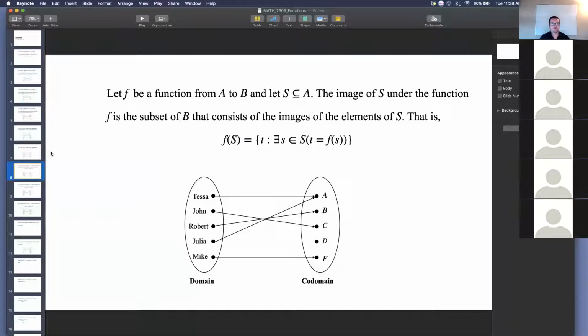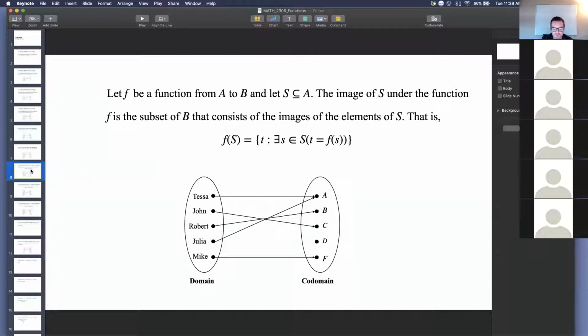Suppose that we have a function from A to B, and we consider some subset of A, call it S. The image of S under the function f is the subset of B that consists of the images of the elements in S. So if we look at this set builder notation here, f of S, which is called the image of S, is the set of all t such that there exists an element s in capital S with t equal to f of s.